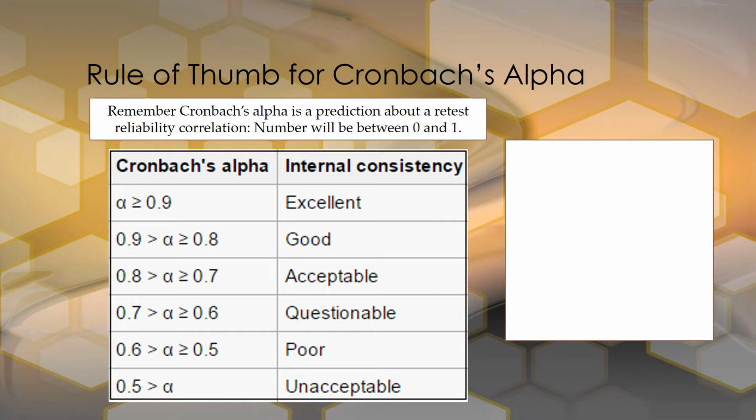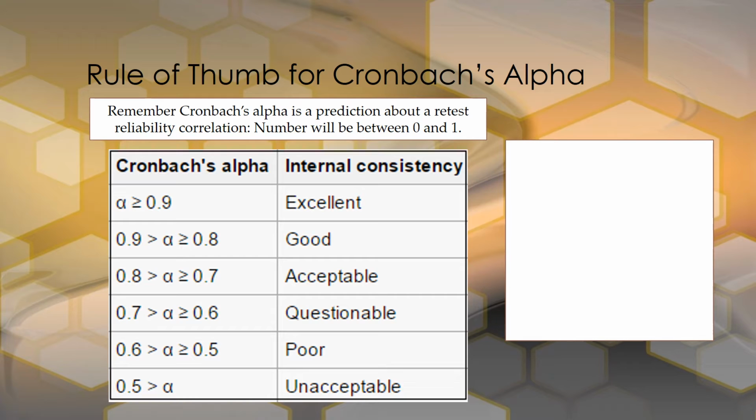If we have anything above 0.9, that's considered excellent. If it's between 0.8 and 0.9, that's considered good. If it's between 0.7 and 0.8, this is acceptable. 0.6 to 0.7 is questionable. Between 0.5 and 0.6 is poor, and anything below 0.5 is unacceptable.